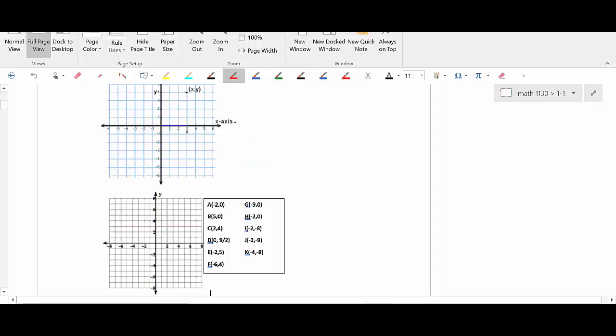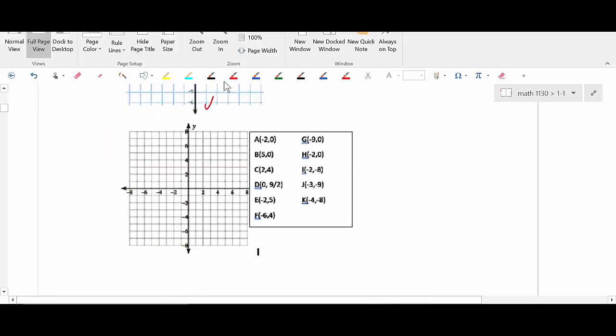So we're just going to look at the x and y axis like you're familiar with, and then we're just going to quickly plot these points. So go ahead and start just plotting those points, and then we're going to label those. Just label each one with a letter. So this is on 1.1, the handout I gave you tonight.